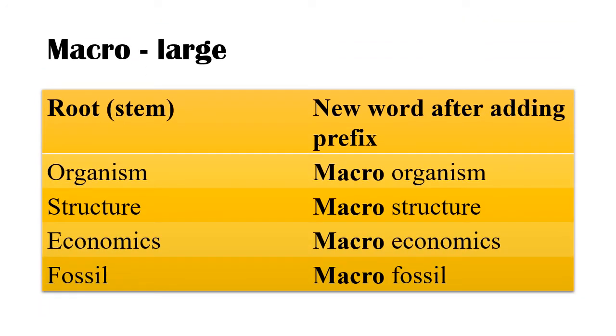Macro means large. The words formed after adding prefix macro are macroorganism, macrostructure, macroeconomics, macrofossil.